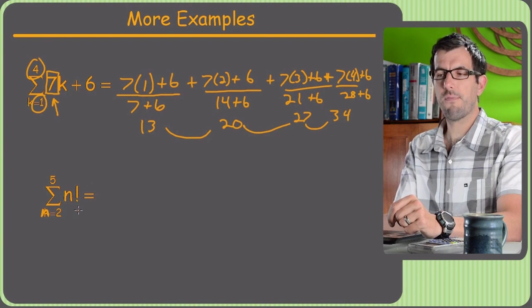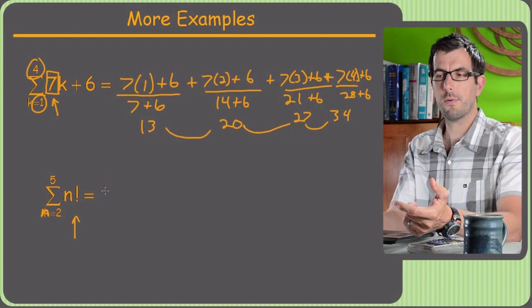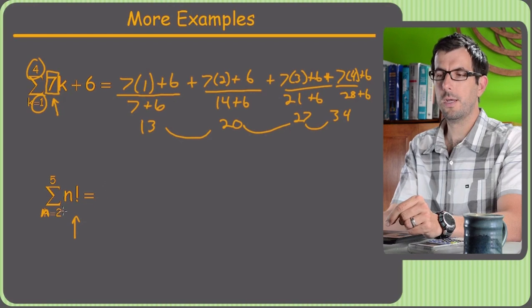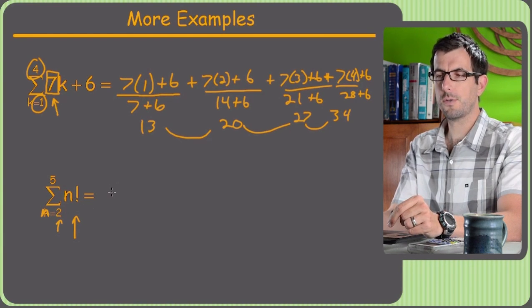So what's happening on this one, we've got factorials. The exclamation point means factorial, so just multiply by numbers times each other. I'll just show you. So this one, because 2 is down here, that means we're starting with 2. So we're not going to have a first term. We're just going to start with n equals 2. So we'll get 2 factorial plus 3 factorial plus 4 factorial plus 5 factorial.